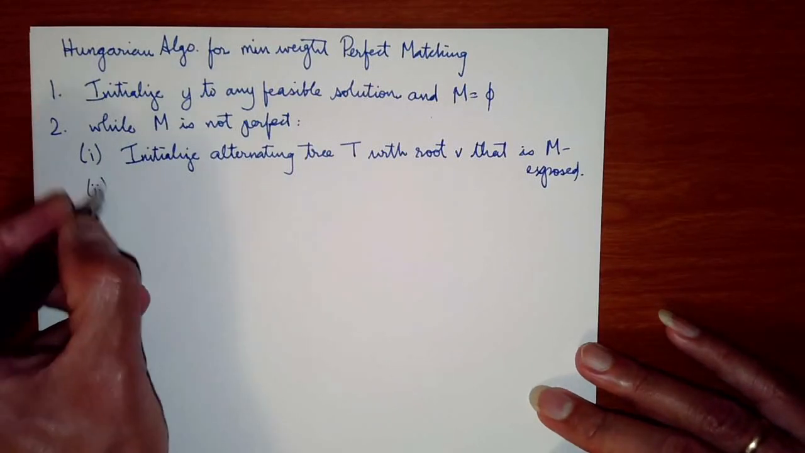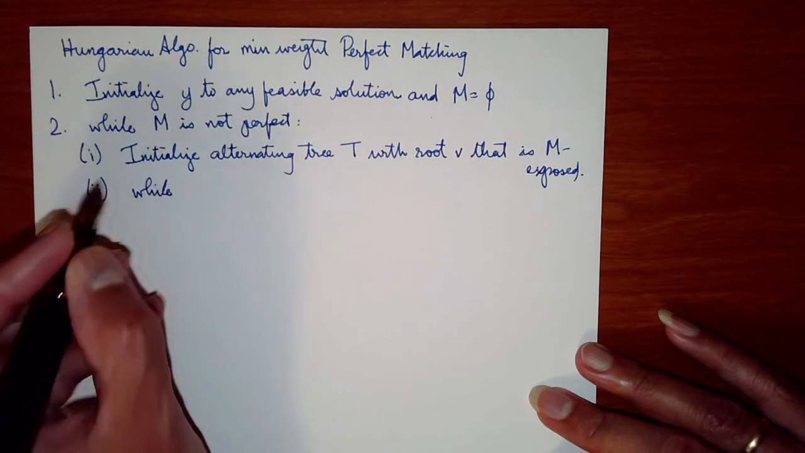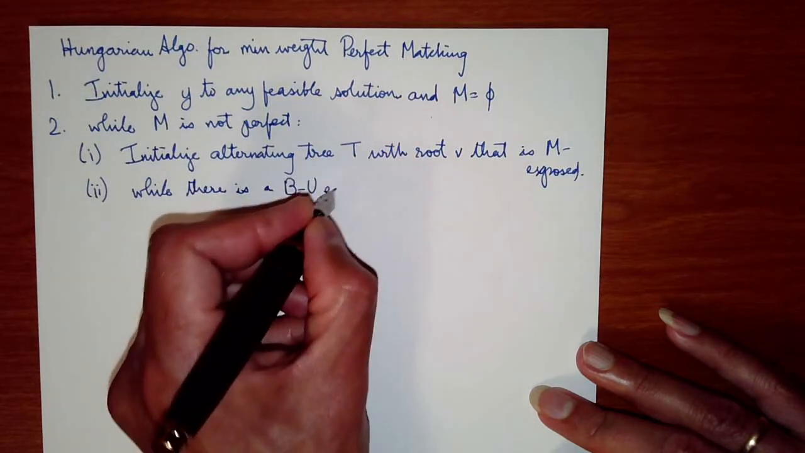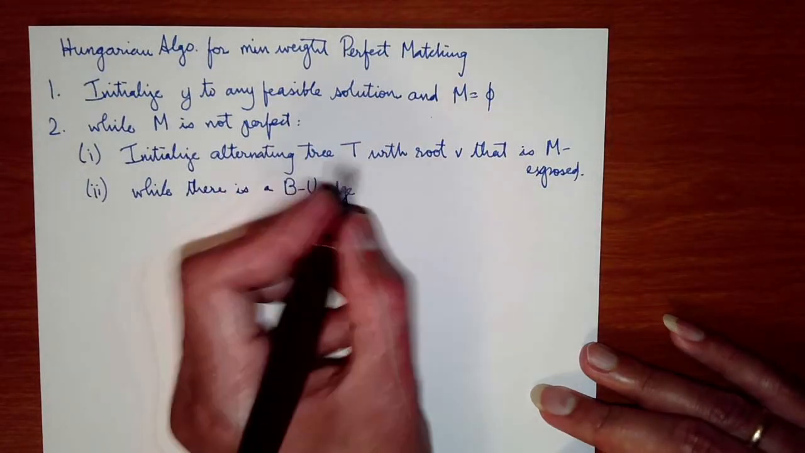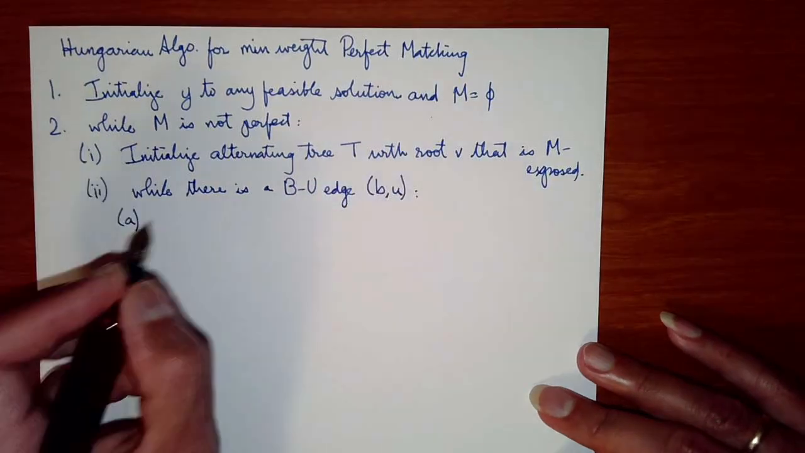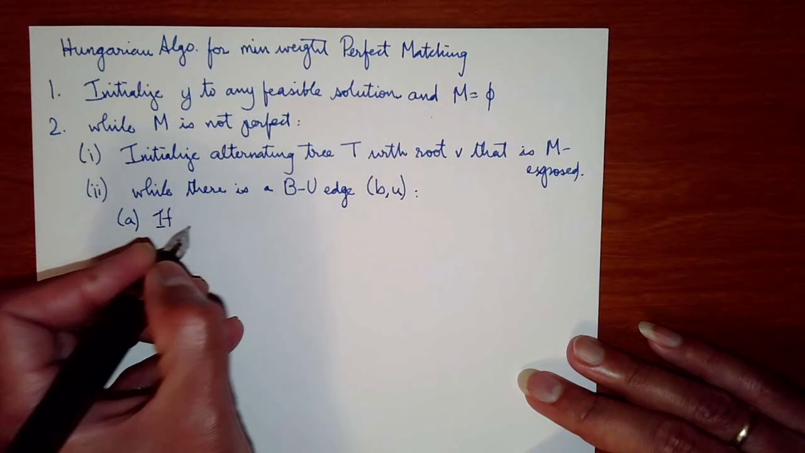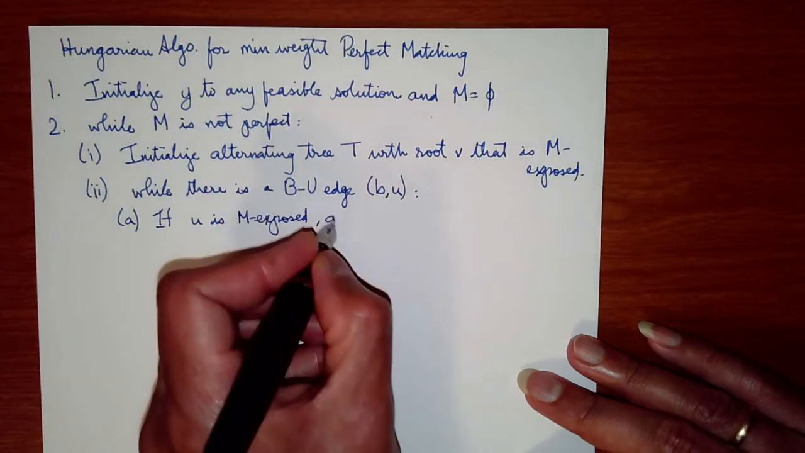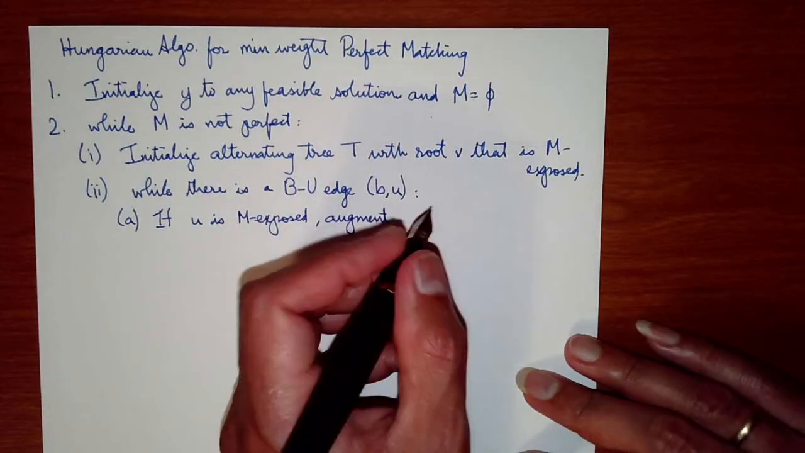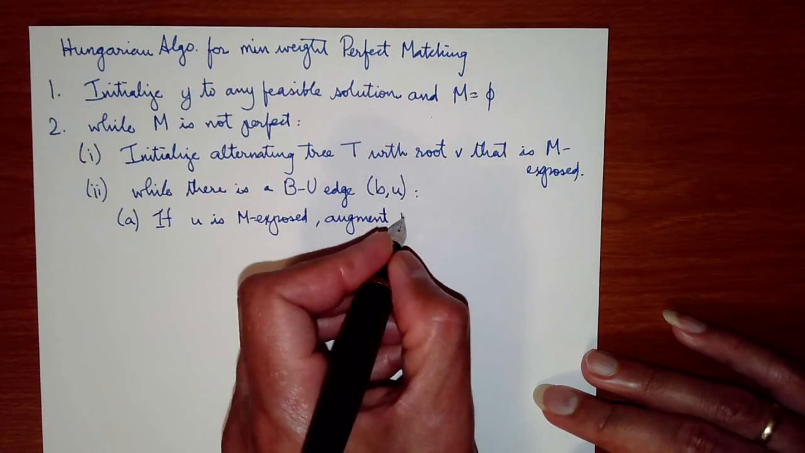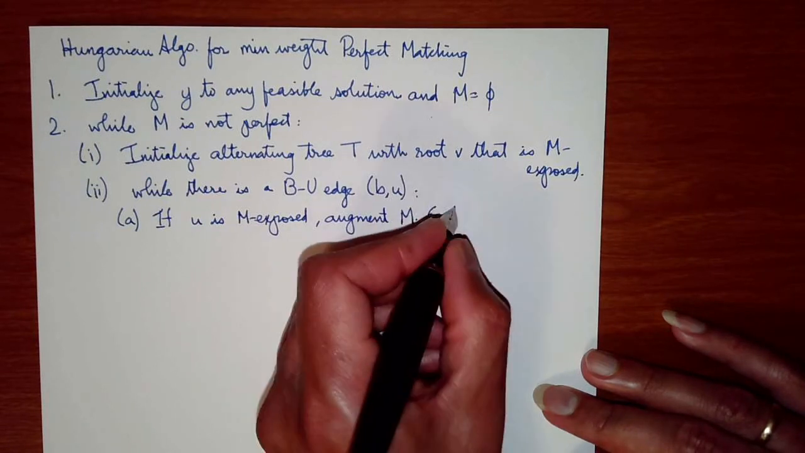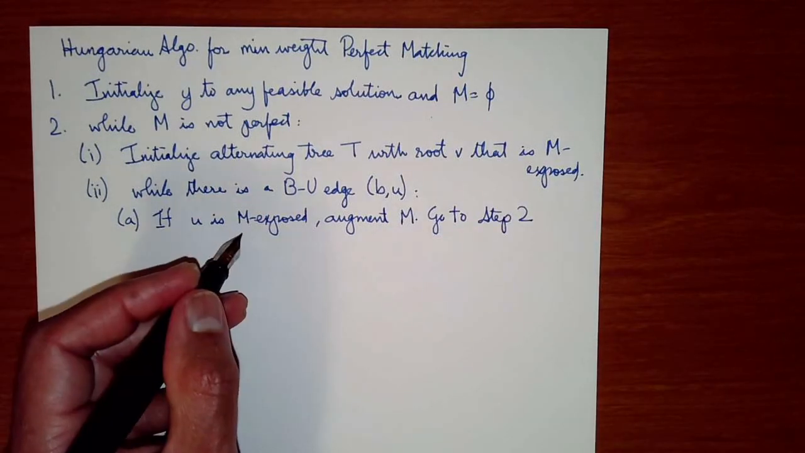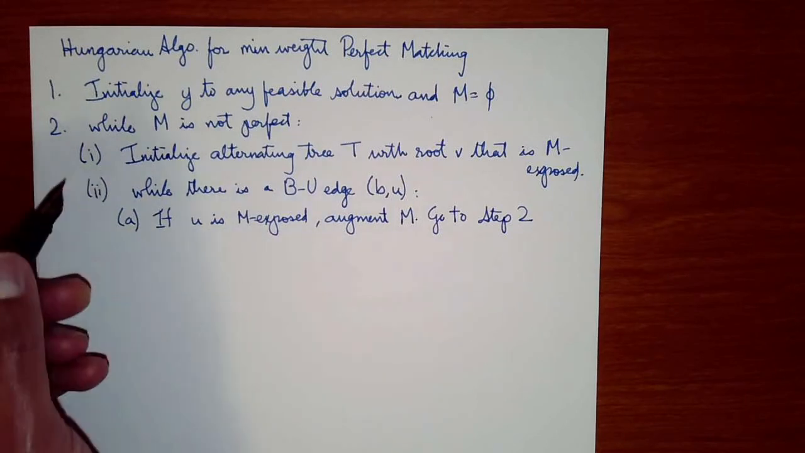and then we'll say while there is a B U edge, B little u, if u is M exposed, then we augment M, and then we go to step 2. Well, we can go back here, right? Because now that we've increased the M, we can sort of go back and then restart the whole alternating tree.